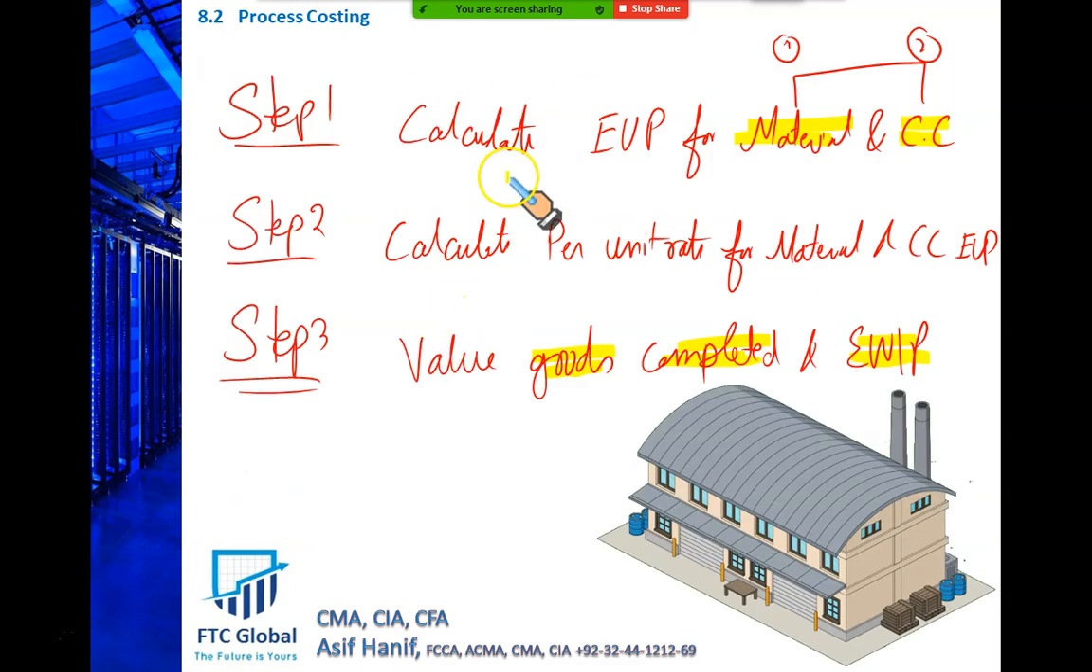The first step is to calculate the equivalent units of production for material and conversion cost. The next step is to calculate the per unit rate for material and conversion cost. And in the third step, we do the valuation. Let us do a huge question. There are 6 or 7 parts to this question. We will calculate the EUPs for material and conversion cost again under FIFO and weighted average. We will do the second step, calculate the rate, and we will also calculate the values of goods completed and ending work in process. All these three steps are going to be done in this amazing question.